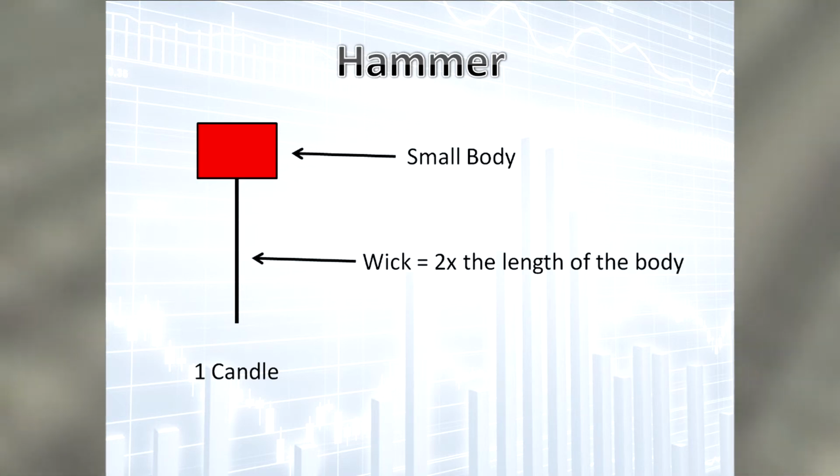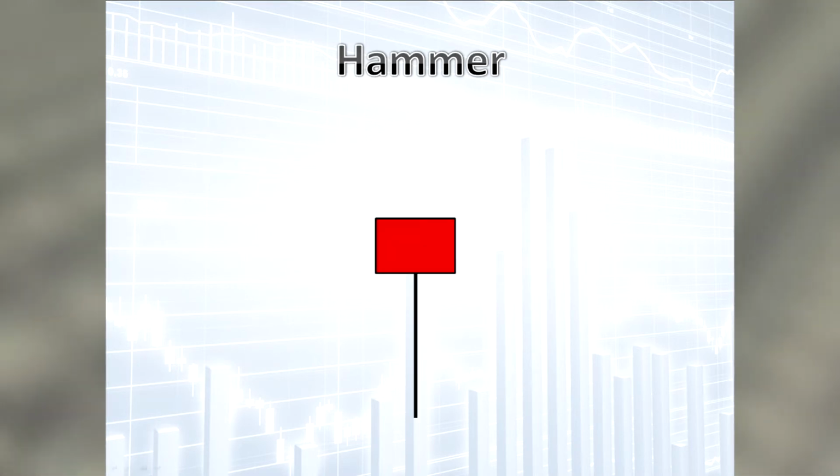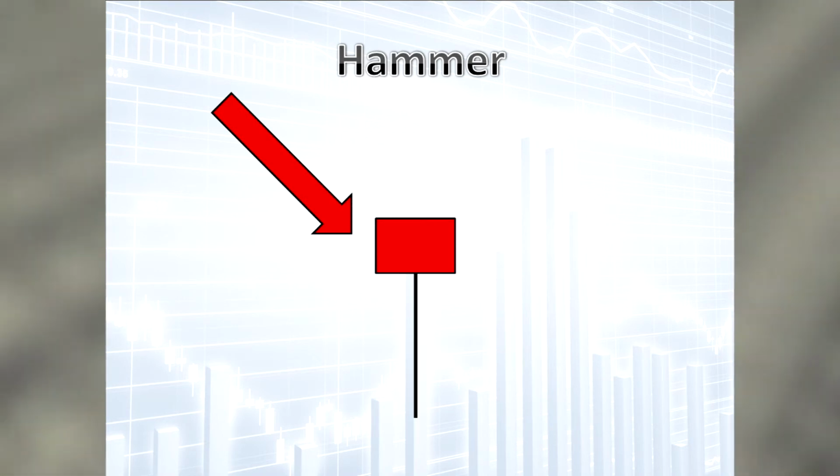Now, in order for a hammer to be a valid bullish reversal pattern, like we said earlier, it needs to be situated within a downtrend. If it is situated within a sideways ranging market, it is not a valid reversal pattern. If this candle is situated within an uptrend, it is a hanging man and it is not a valid bullish reversal pattern. So once again, we need to see a downtrend first of all, followed by the hammer bullish reversal pattern.